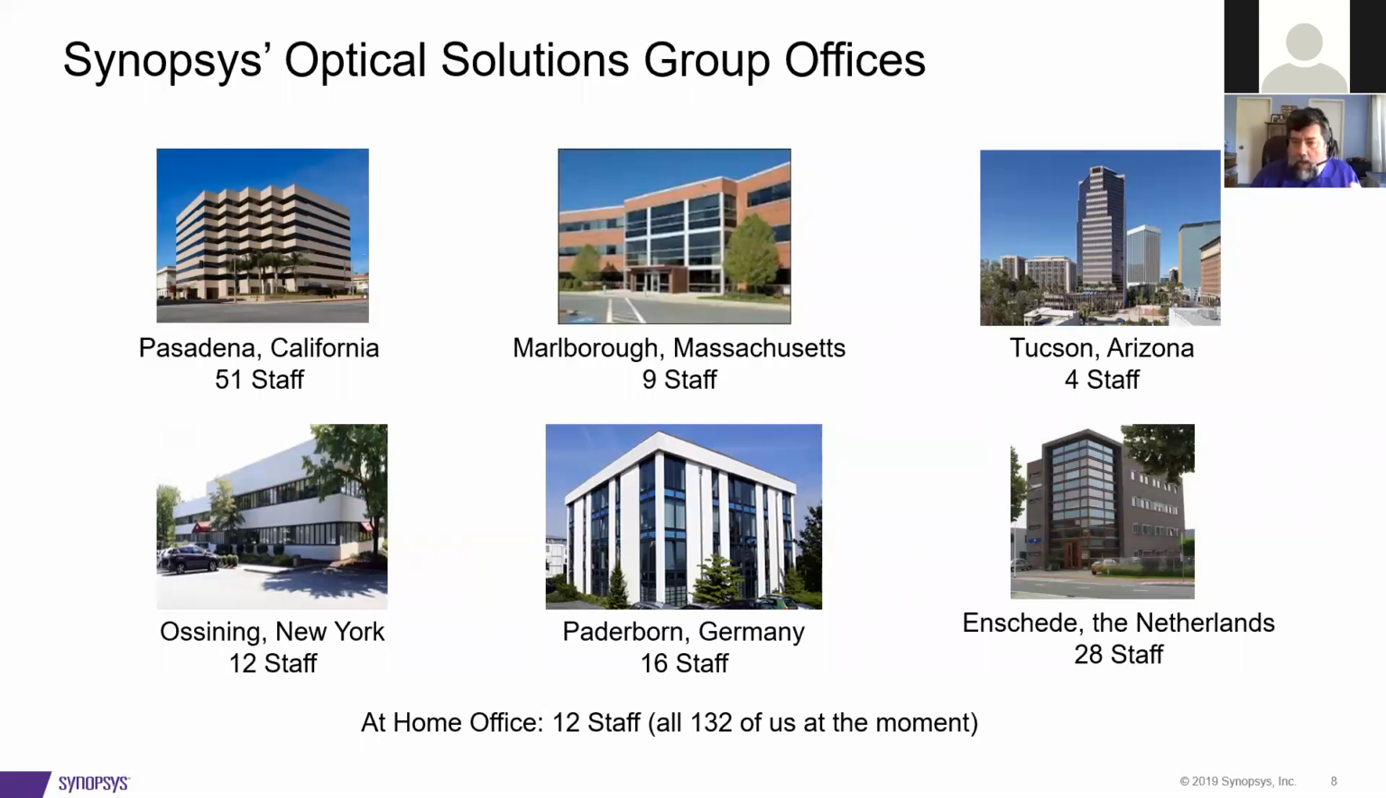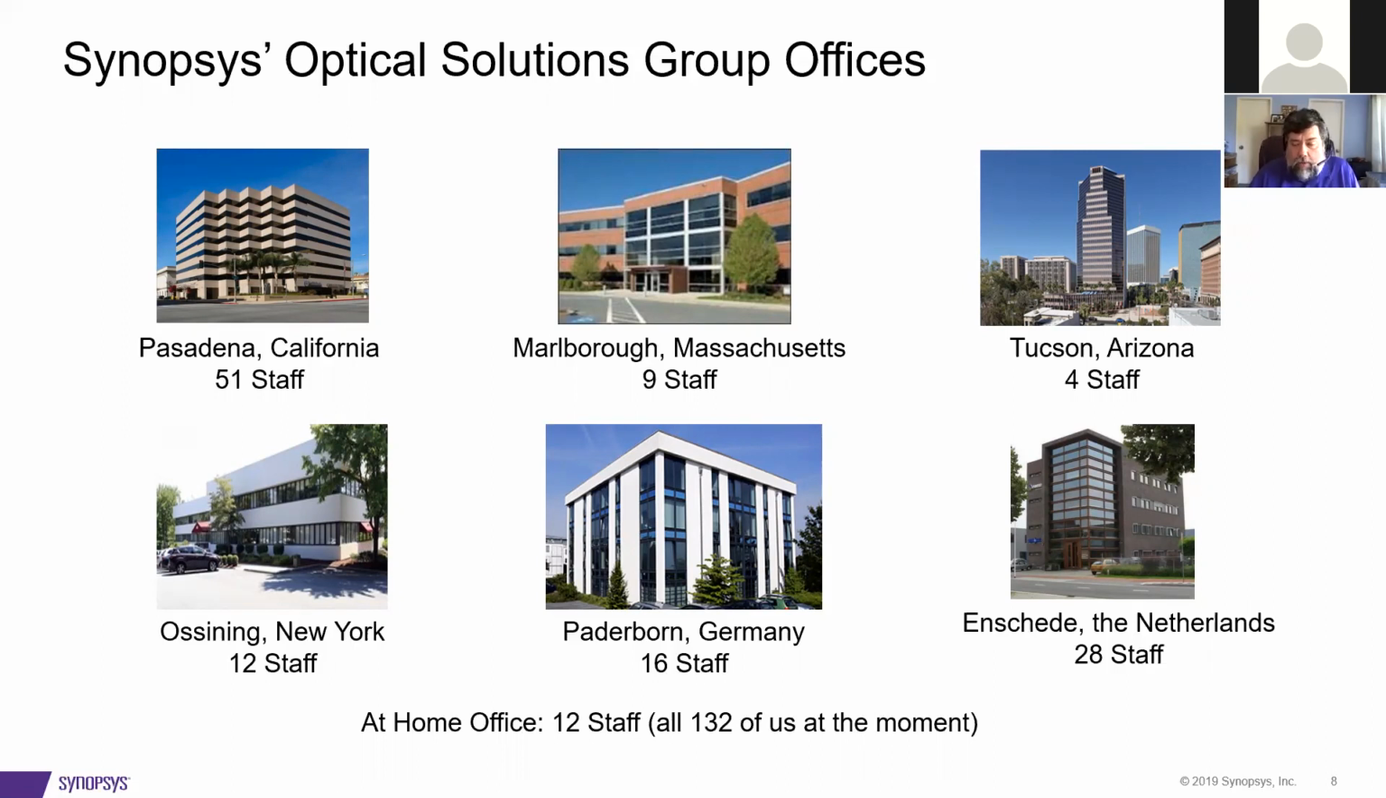Tucson, we have a couple people in the Tucson office, 4 staff altogether. A couple work in that great big building there, so we only have a couple offices there. Austin, New York, we have 12 staff. That's the RSoft design team. Paderborn, Germany, about 16 staff there doing the LucidShape design work. And Enschede, the Netherlands, we have about 28 staff there, and that would be our Phoenix design team. And we have 12 staff that work from home.